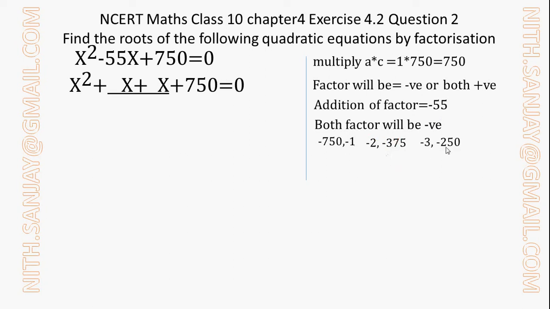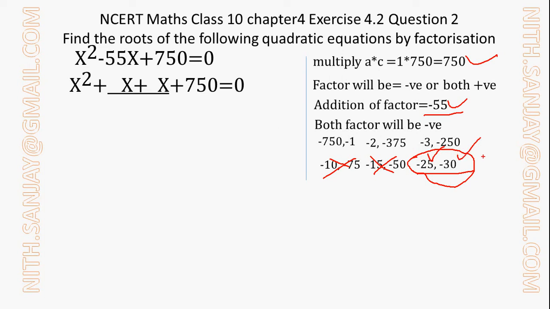Again they will not add up to minus 55, so they have to be rejected. The next will be minus 3 and minus 250. Again it has to be rejected because it will not add up to minus 55. In this way I will list all the factors until the addition is equal to minus 55. So I have rejected these because they are not adding up to minus 55, but minus 25 and minus 30, they are adding up to minus 55. Now I will not list further, because once your condition is satisfied, you don't need to find more factors of 750. So minus 25 and minus 30 are my two numbers which I will fill here.